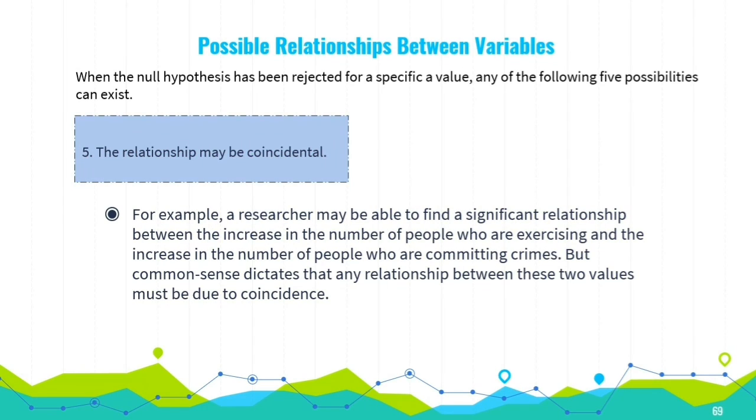Number 5, the relationship may be coincidental. For example, a researcher may be able to find a significant relationship between the increase in the number of people who are exercising and the increase in the number of people who are committing crimes. But common sense dictates that any relationship between these two values may be due to coincidence.